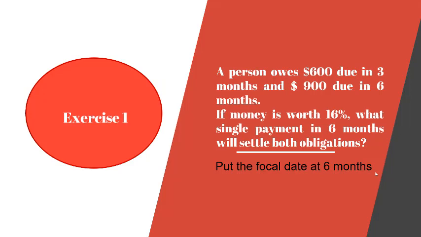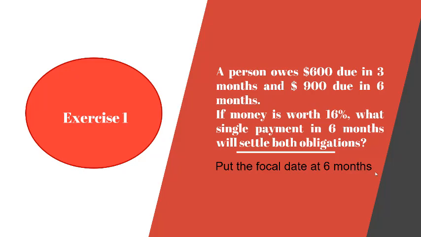Exercise number 1. A person owes $600 due in 3 months and $900 due in 6 months. If money is worth 16%, what single payment in 6 months will settle both obligations? Put the focal date at 6 months.